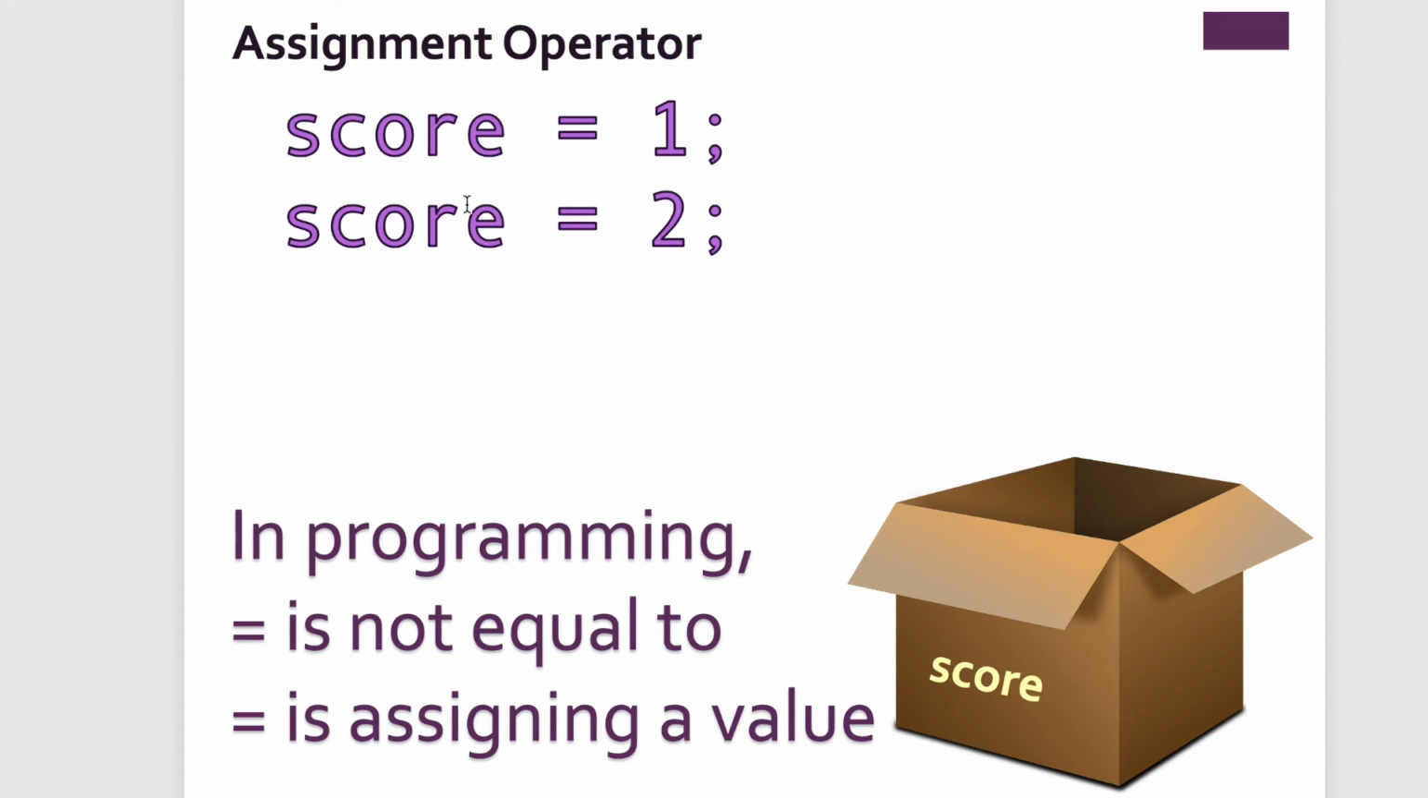Now, I know I'll say it too. I'll say equal to 2. I know you've been taking math classes for, I don't know, a long time. So you're used to referring to this as the equal to sign, but we need to shift our focus and think of it as assigning a value. So in this case, we are giving score a value of 2.